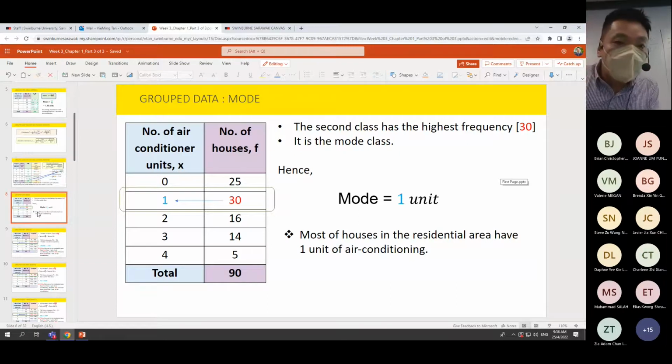All right. So for mod, you need to identify the mod class first. How to identify the mod class? The mod class is the class with the highest frequency. Identify the mod class, then identify the mod. So you have to follow the sequence. Identify the mod class by checking which class has the highest frequency, then identify the mod value. So you need to work backward. You use the frequency column to identify the mod class, then from there you can identify the mod value, which is 1.